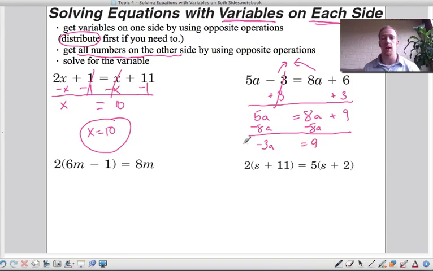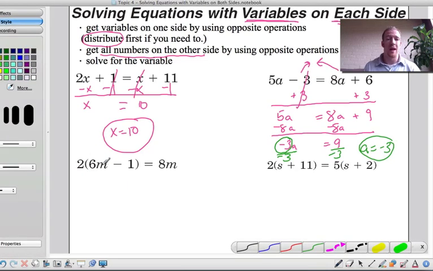Now it doesn't matter which side I move it to. It's just, I conventionally always go to the left. So now divide by the negative number in front here. So that whole number is negative. So I've got to undivide or unmultiply, which is divide, by a negative 3. That gives me a equals 9 divided by negative 3.